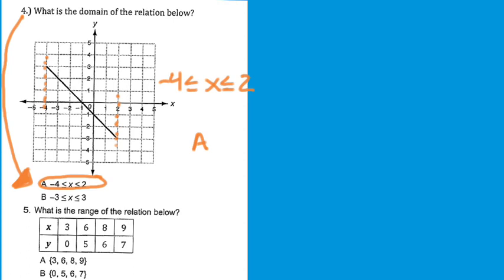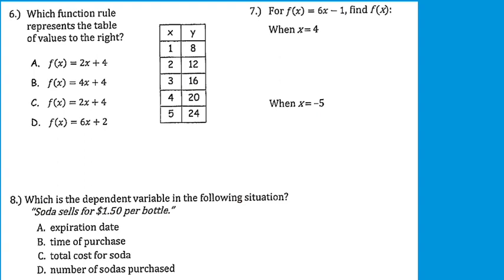On number 5, we're looking at the range, or the y values here, and we see that the y values are represented in the set of 0, 5, 6, and 7, or letter B. Just really solidifying what is a domain, what is a range, and looking at how to represent those.